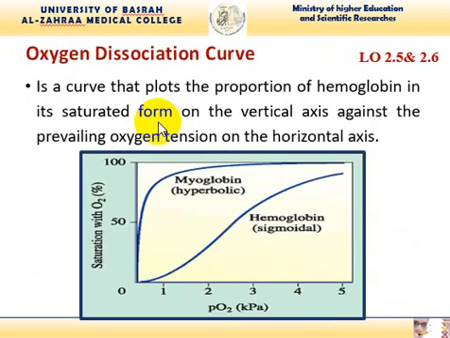The oxygen dissociation curve is a curve that plots the proportion of hemoglobin in its saturated form on the vertical axis against the partial pressure of oxygen on the horizontal axis. And as you see here, for hemoglobin the curve of oxygen dissociation is sigmoidal in shape, while the curve of myoglobin is hyperbolic in shape.